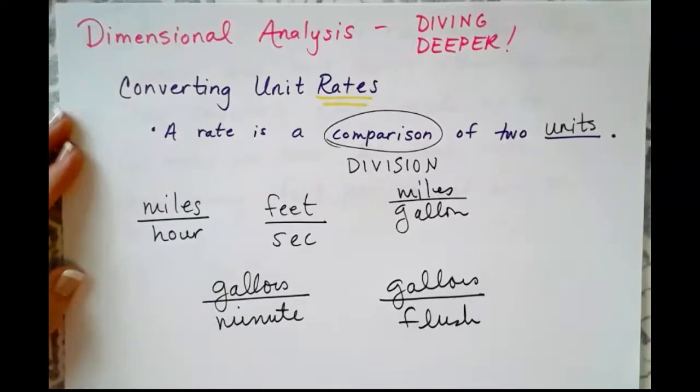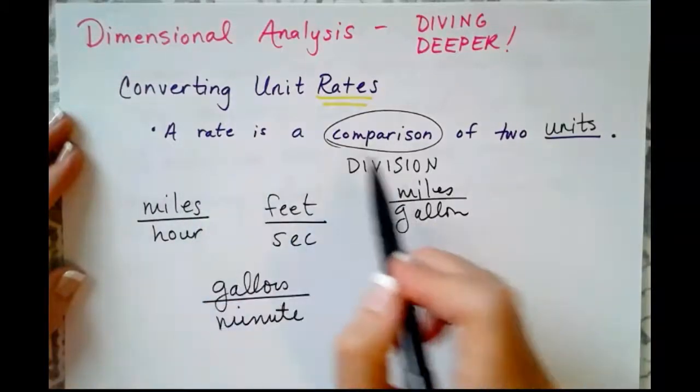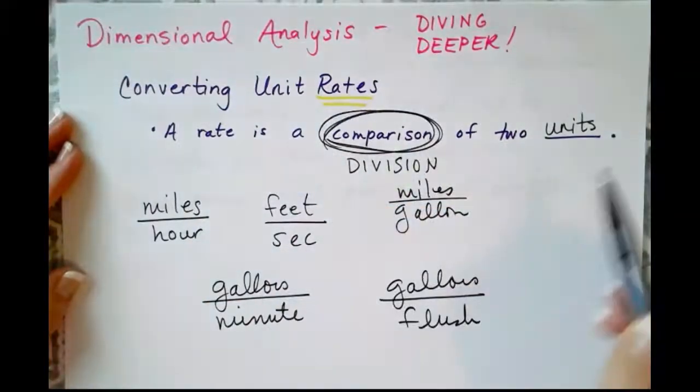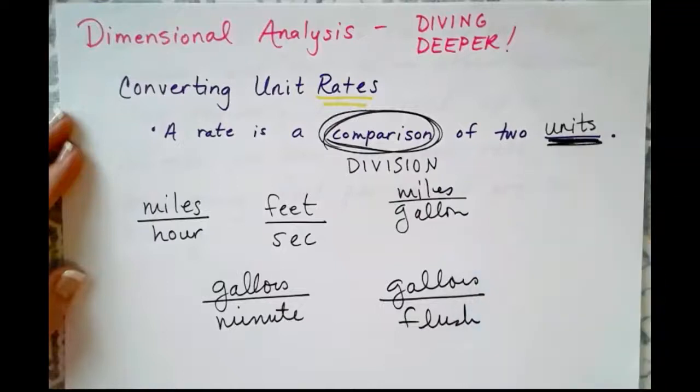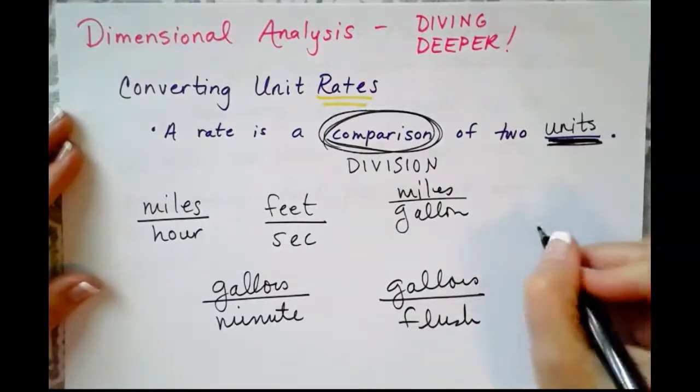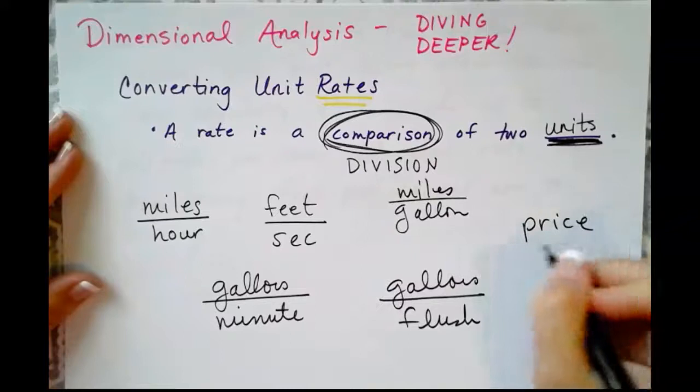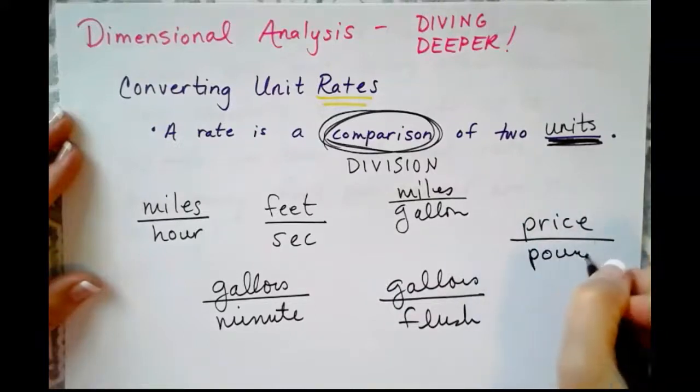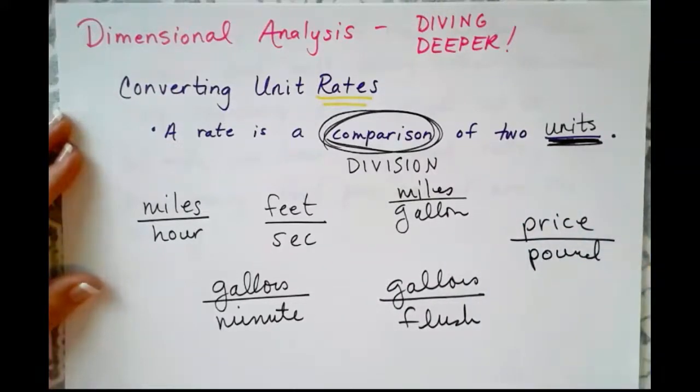So those are all rates. A rate is a comparison of two different units. Oh, just thought of another one. Price per pound. You think about that when you're buying meat or fish or seafood at the market. So those are all rates. A rate is a comparison of two different units.